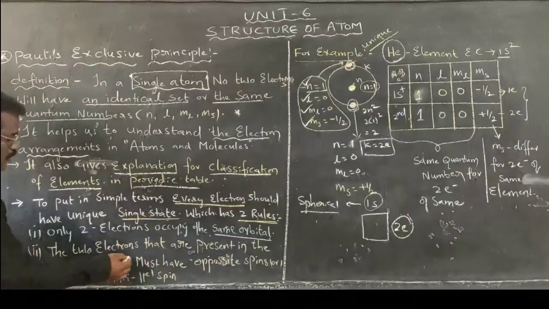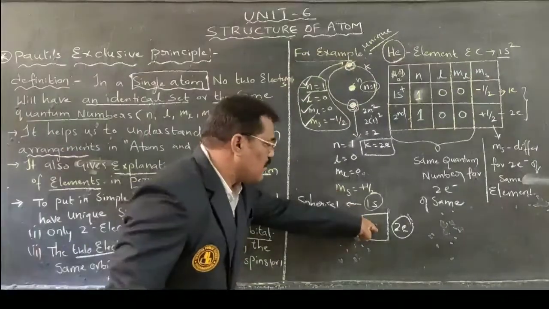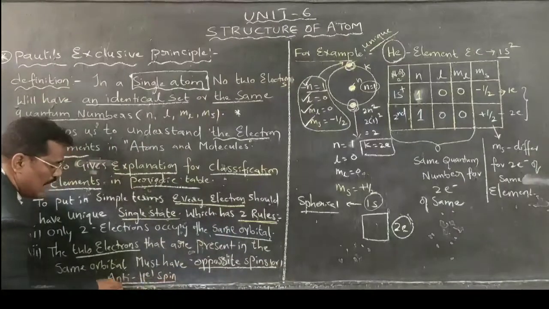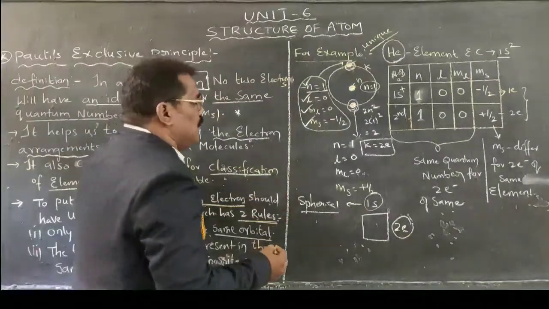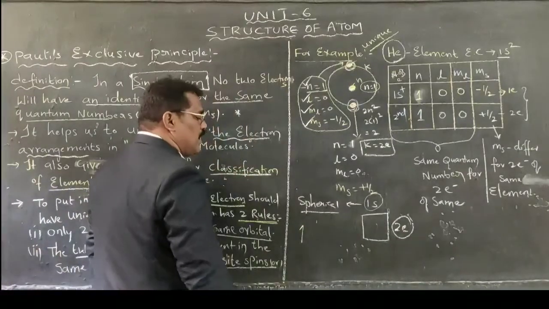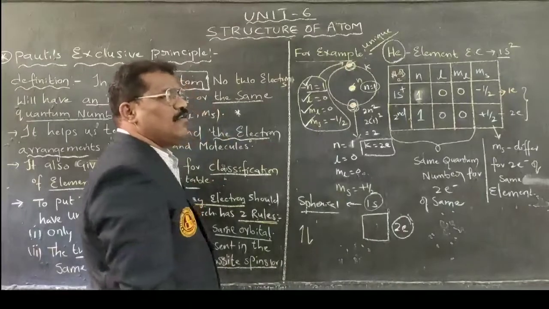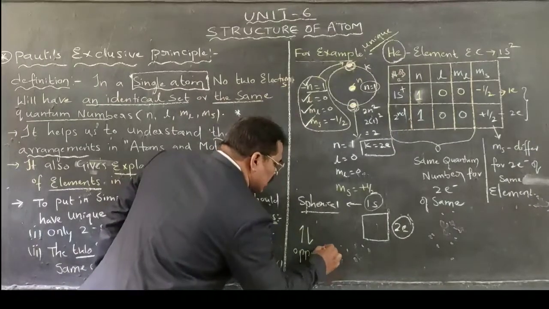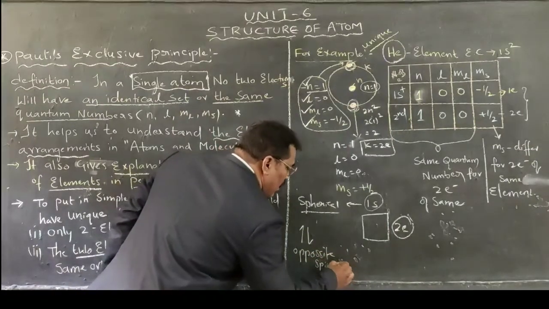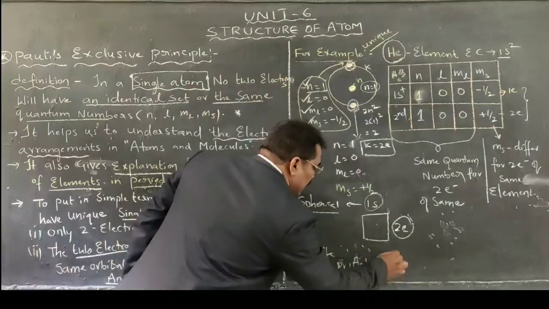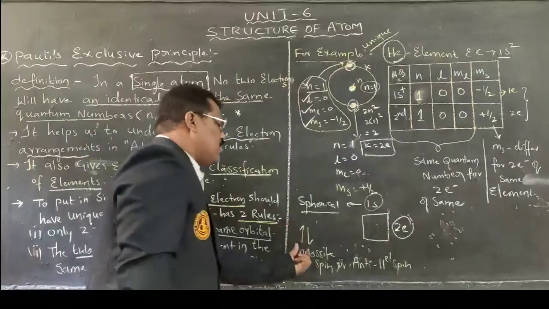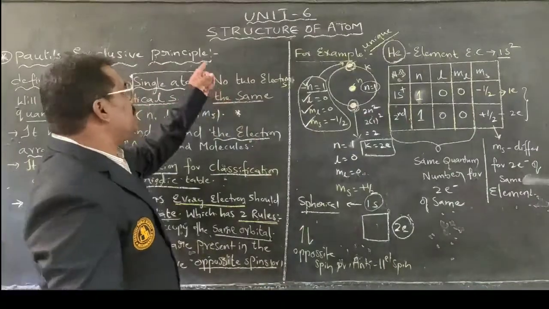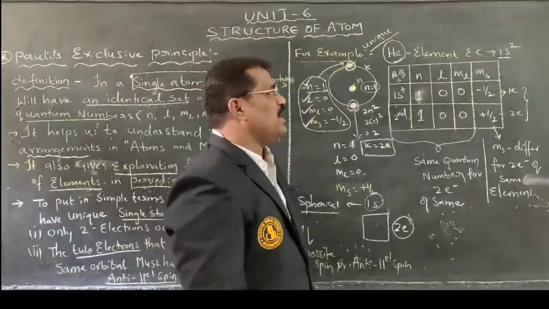The second point: the two electrons present in this same orbital will have opposite spin or anti-parallel spin. What is meant by anti-parallel spin, opposite spin? If one electron is occupied in the upward direction, the other electron has to be occupied in the downward direction. We call it opposite spin, or we can also call it anti-parallel spin. These two rules have to be satisfied for Pauli's exclusion principle.